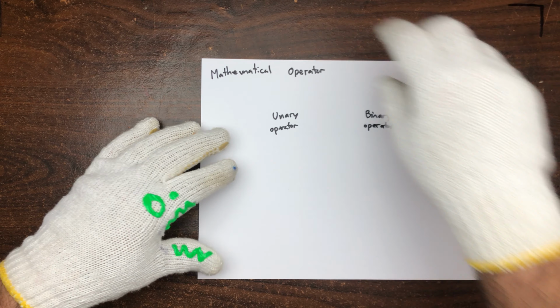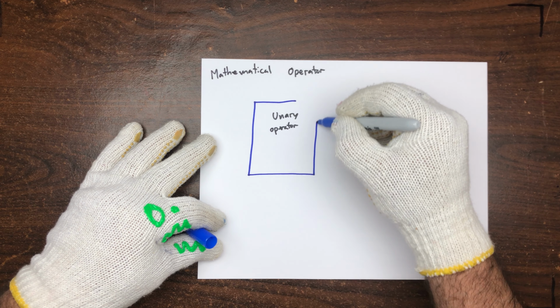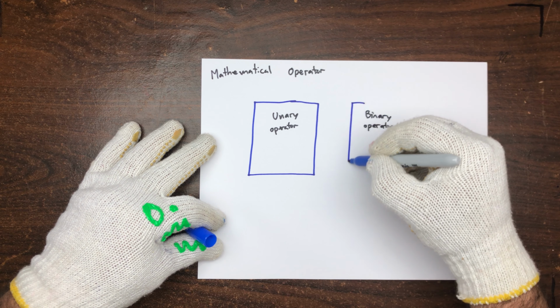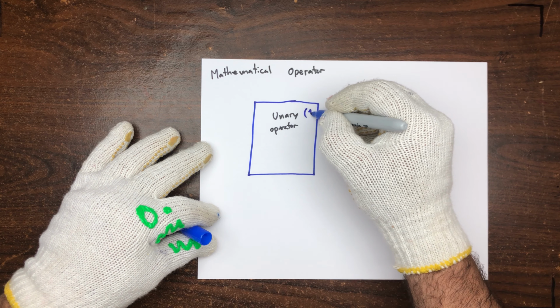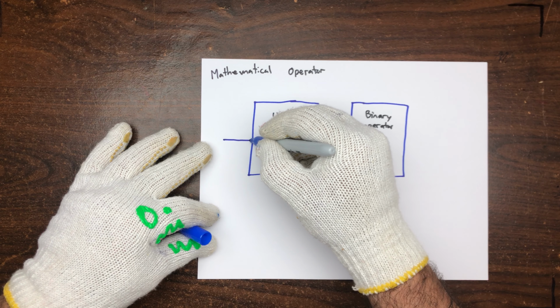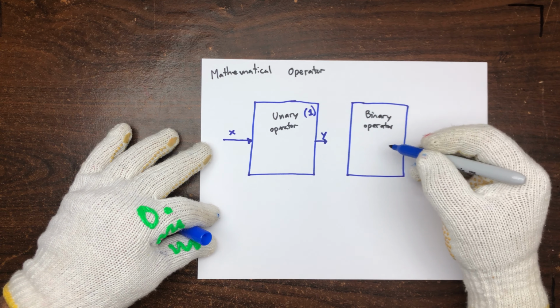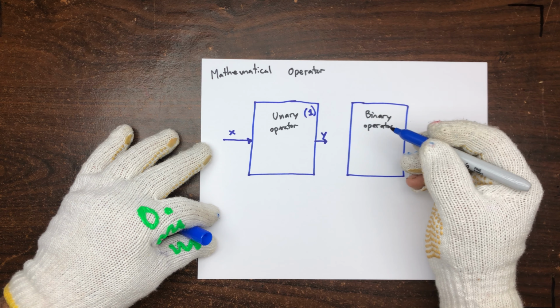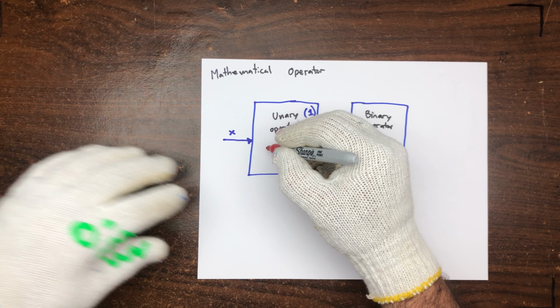Let me put some circles around here, because I want you to think of an operator as a machine. You input something. This is a unary operator, which means one. So you take one input, x, and you output y. And that's it. I'll give you some examples of unary operators, or functions.